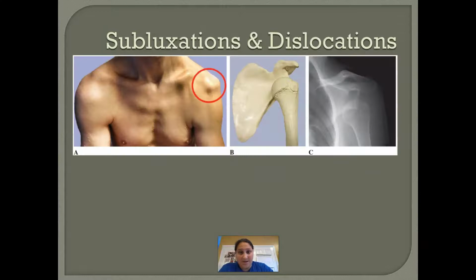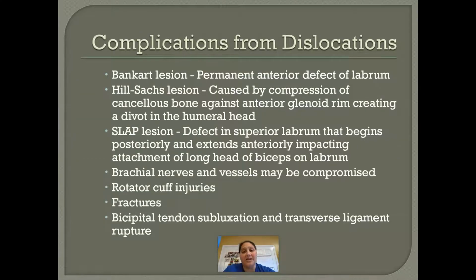So, some subluxations and dislocations. This one is an anterior dislocation where the head of the humerus is moved anterior to the glenoid fossa, and you've got an x-ray right here to show it. There are a ton of different complications that can and do occur from these dislocations.